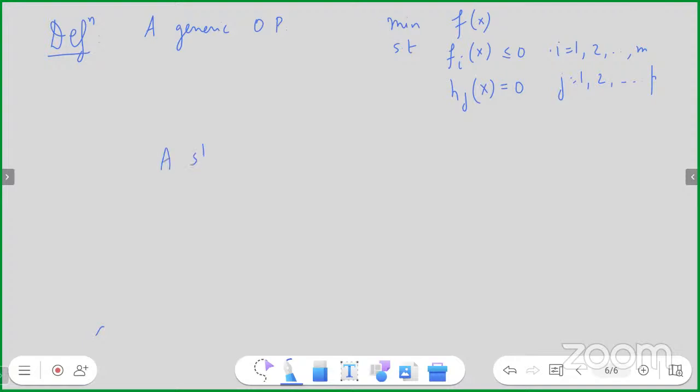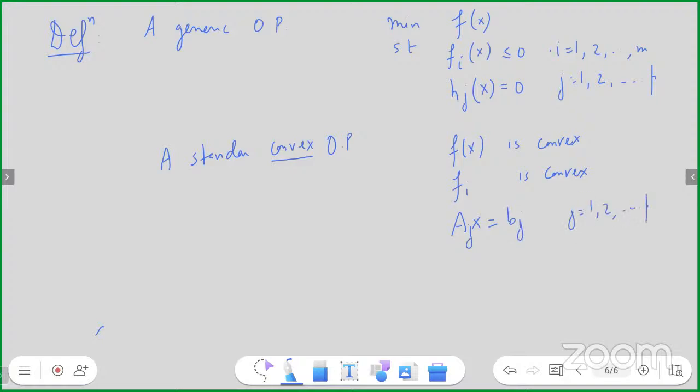And a standard convex optimization problem is when f of x is convex, f_i is convex, and the only equality constraints allowed are of the type a_j transpose x equals b_j, j going from 1 through p. So that's a big step down. This is called a standard form.